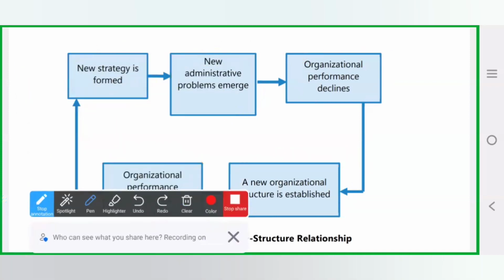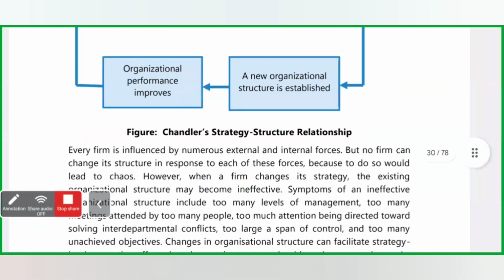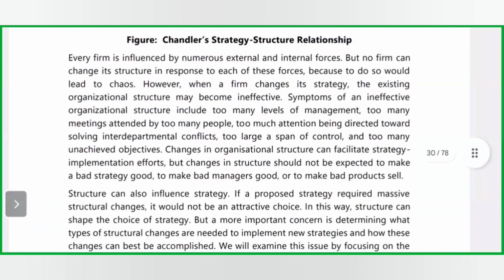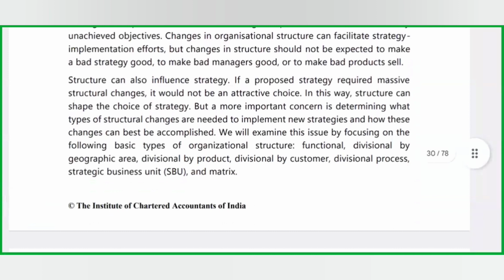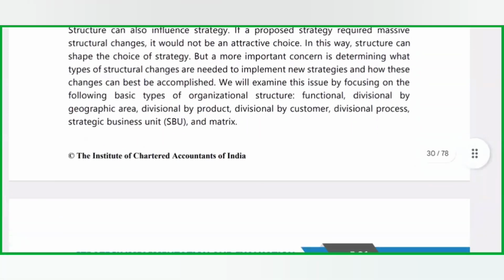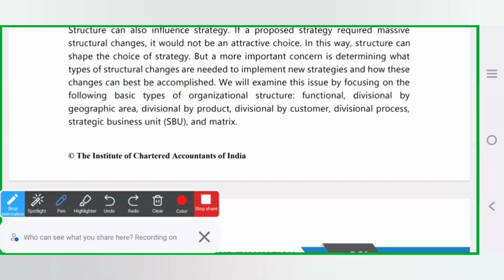So this is a vicious circle. It is a cycle which is explained in Chandler's strategic structure relationship. So structure can also influence strategy. If a proposed strategy requires massive structural changes, it is not an attractive choice. And hence it depends. Examining and focusing upon the basic type of organizational structure is very important, whether the structure is functional, divisional by geographic area, divisional by product, divisional by customer, etc.